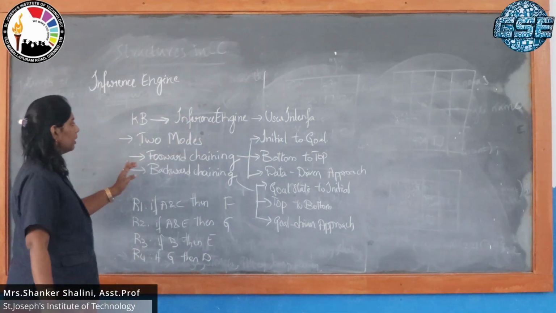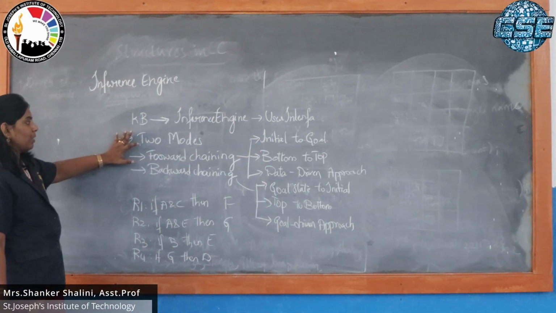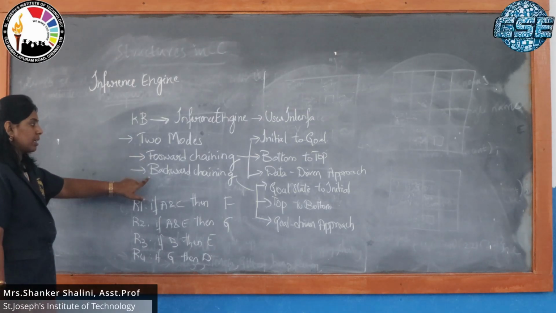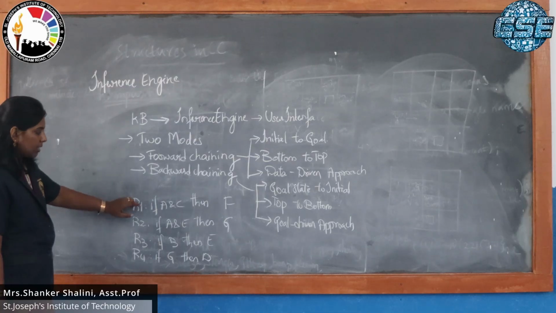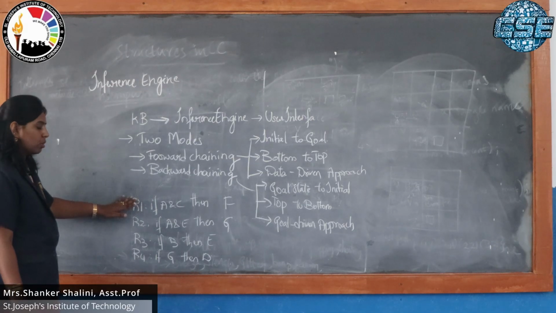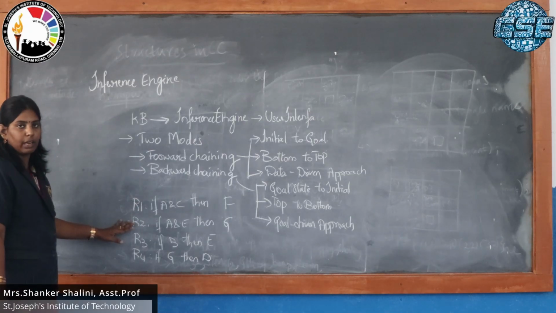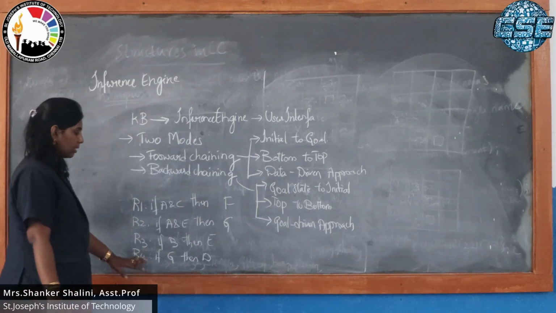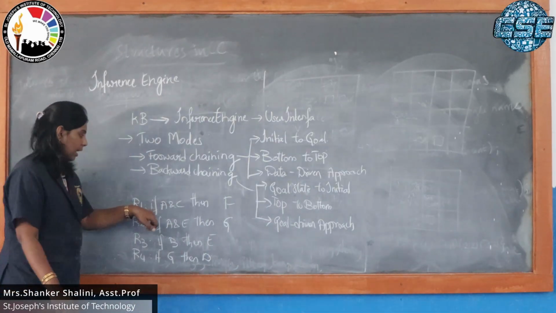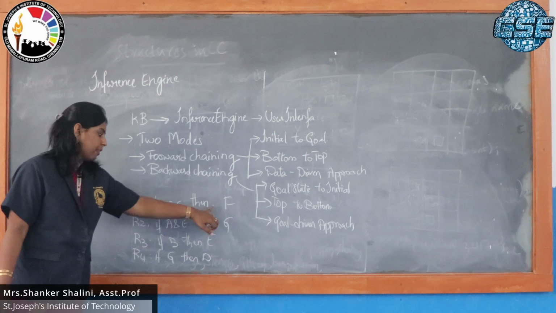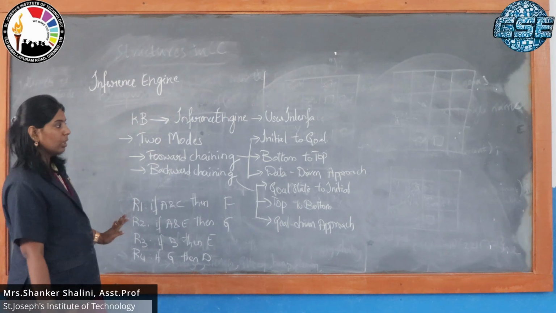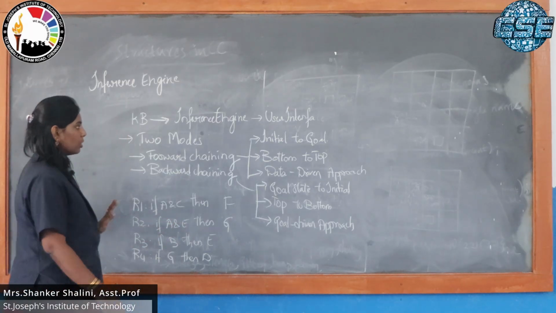So for the inference engine we have two modes. Commonly, the two modes we use here are forward chaining and backward chaining. So we will check how we are going to transfer these rules into a knowledge base, and we are proving a theorem here. Here we have rule 1: if A and C then F. How are we going to convert this into a knowledge base?